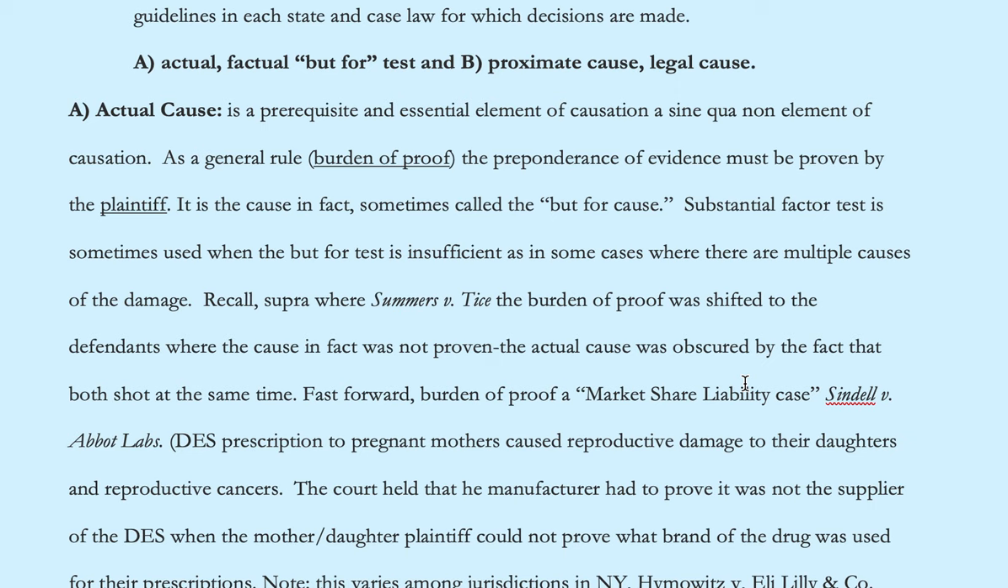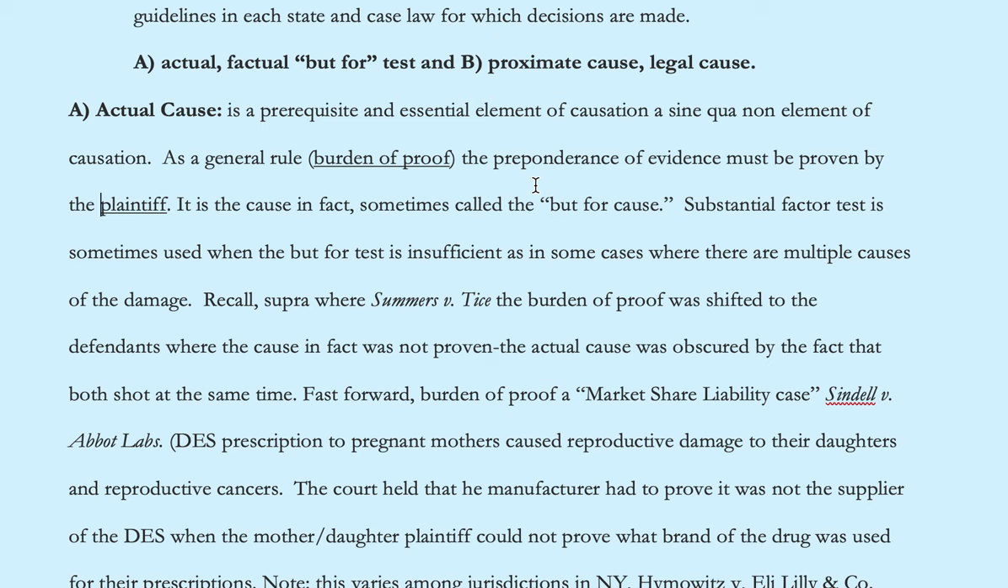So basically, actual cause is normally a prerequisite. As a general rule, the burden of proof is a preponderance of the evidence, which the plaintiff, the person complaining, has to prove. Not beyond a reasonable doubt, but by a preponderance of the evidence. So the level is a little lower than in criminal court, but it can really rack up a lot of debt for somebody who's accused, even if it doesn't put them away. So the cause in fact, or the but-for cause, right? Sometimes you can't really prove it.